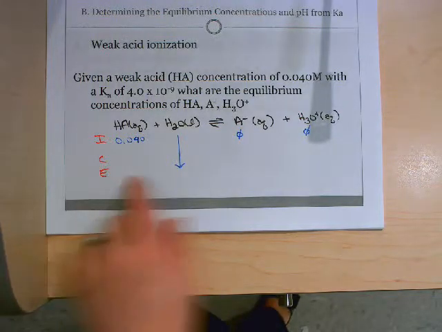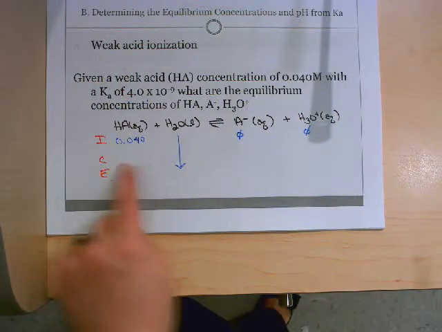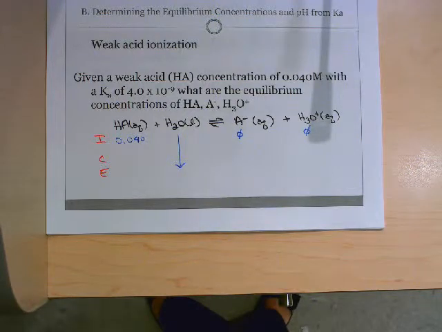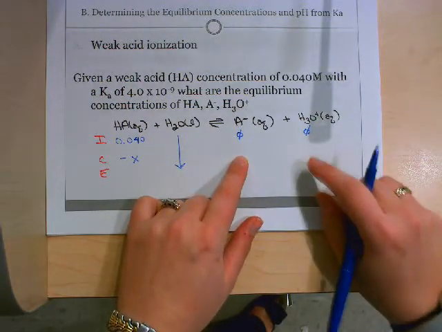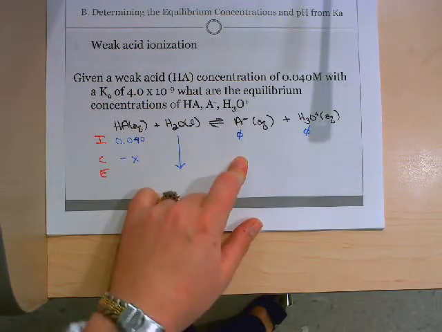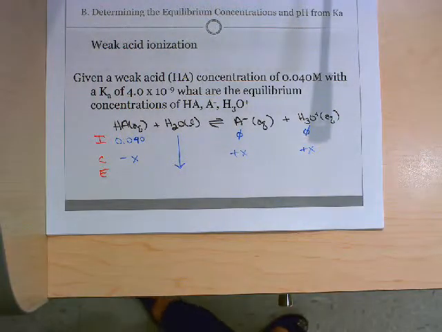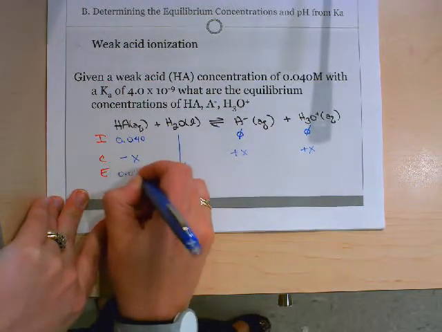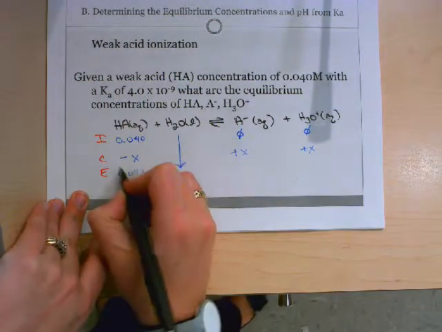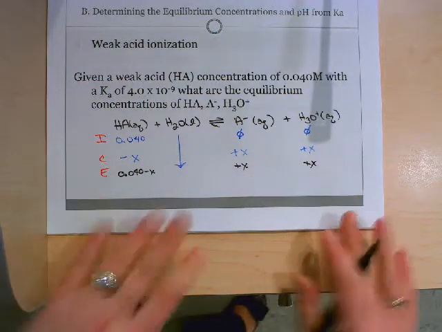Alright, so now I'm ready for the change. How many X's should I subtract off of HA? 1X, right. How many A minuses should I then make? Plus 1X and plus 1X. Now this is going to be 0.040, minus X, plus X, and plus X.